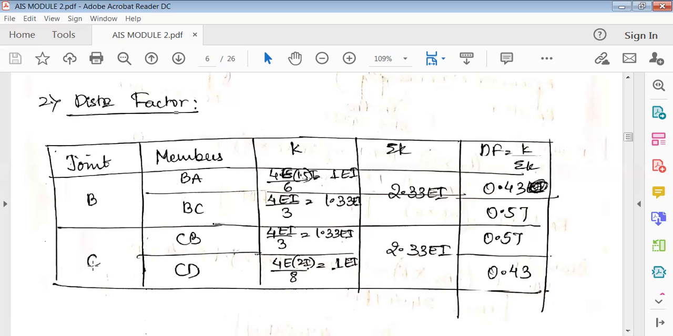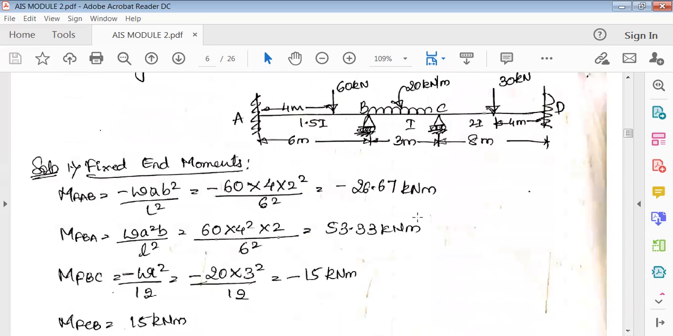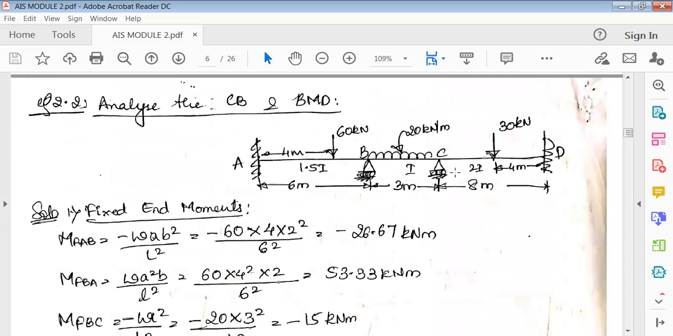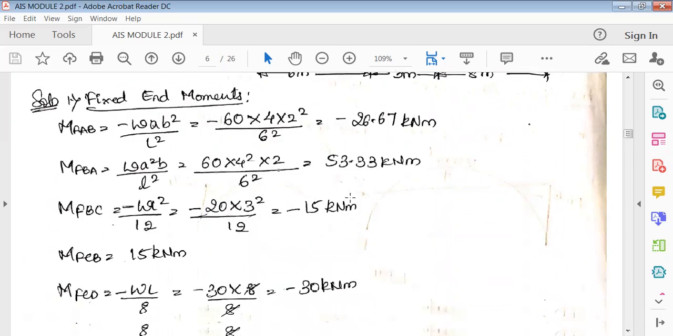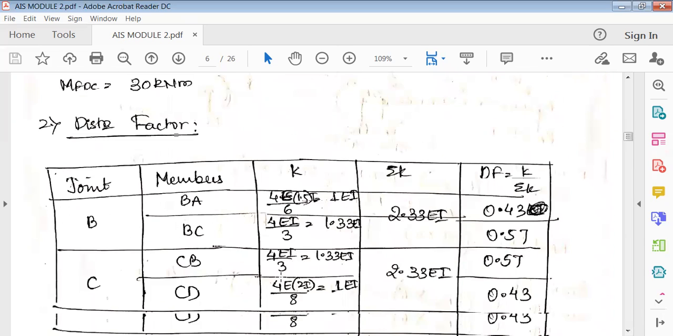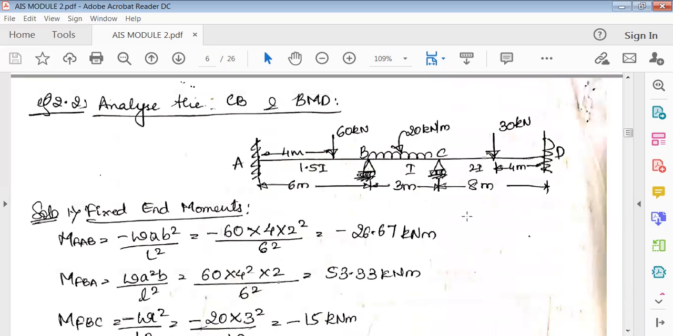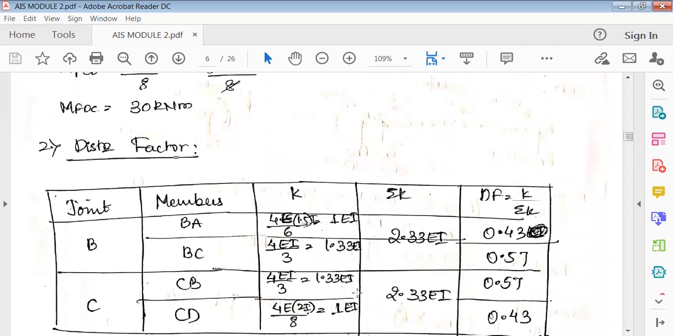Similarly, at C, next. In C, it is CB and CD. Again for CB, the farther end is a fixed support, so the intermediate end also becomes a fixed support. So CB is nothing but 4EI by L. And in CD, again this joint at D is a fixed support, so it's again 4EI by L.